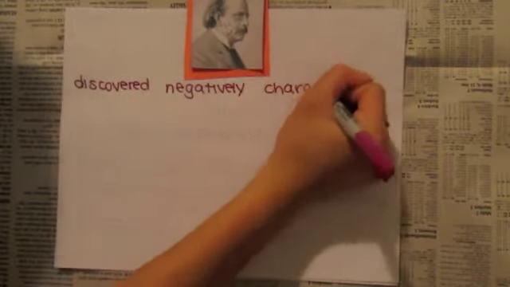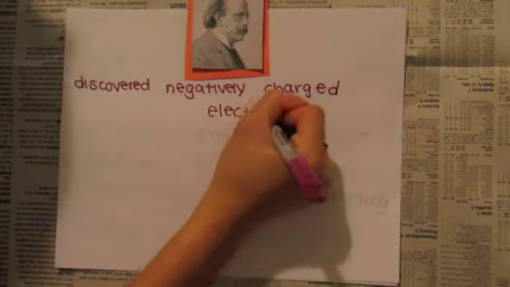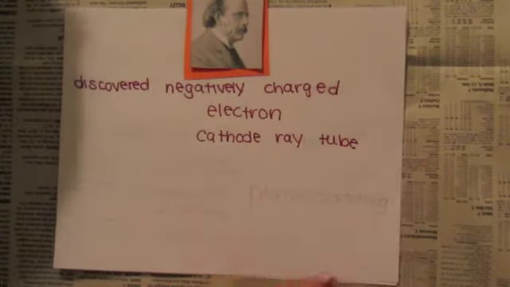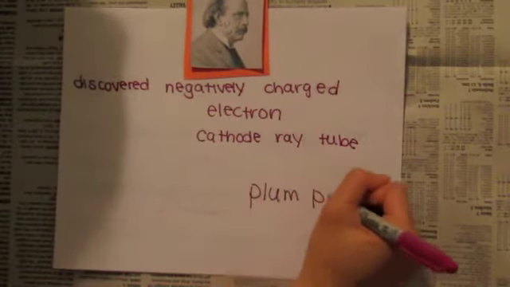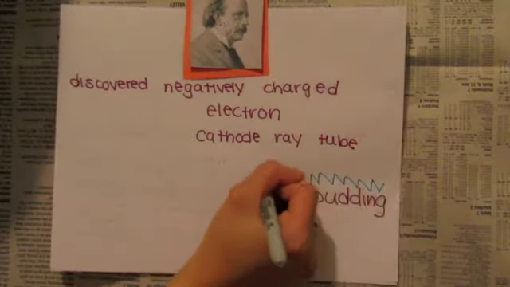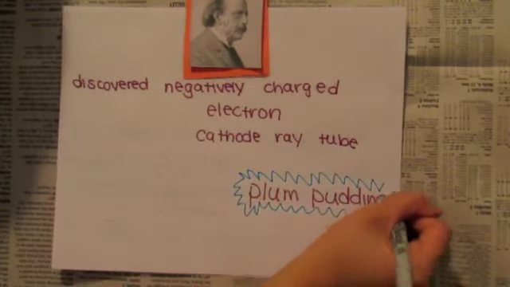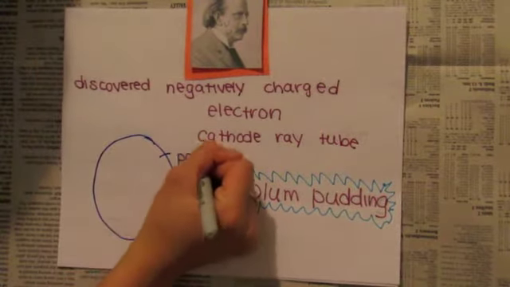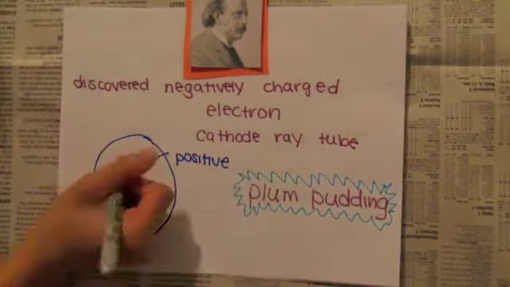Around 1897, Joseph John Thomson discovered the negatively charged electron. He used the cathode ray tube. He sent beams of cathode rays through the air. He compared the cathode ray mass to the mass of a hydrogen atom and discovered they were lighter, based on electrons. He won the Nobel Prize for this. His model is called the plum pudding model because he said the filling of the atom is positive and the plums, or the electrons, are negative.